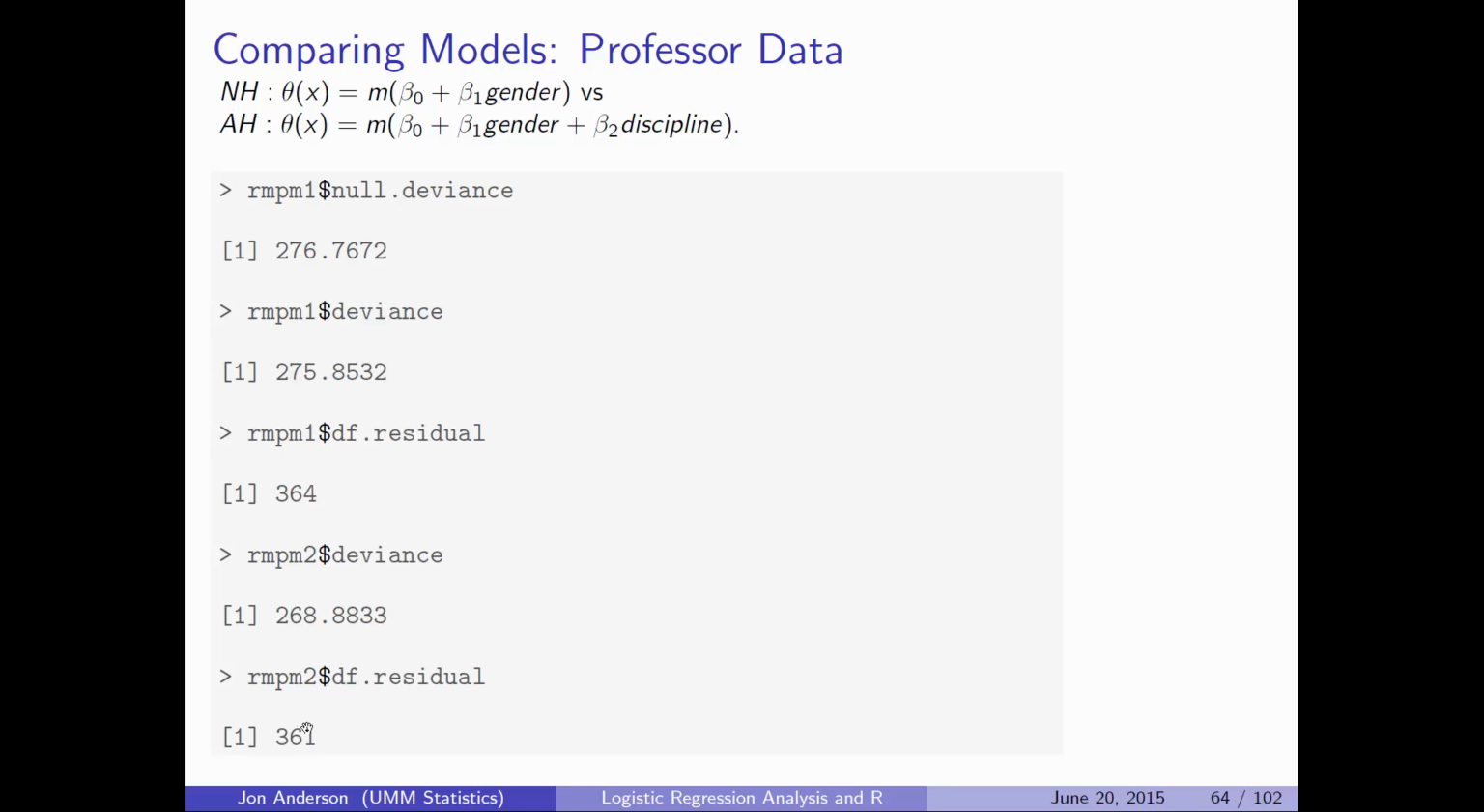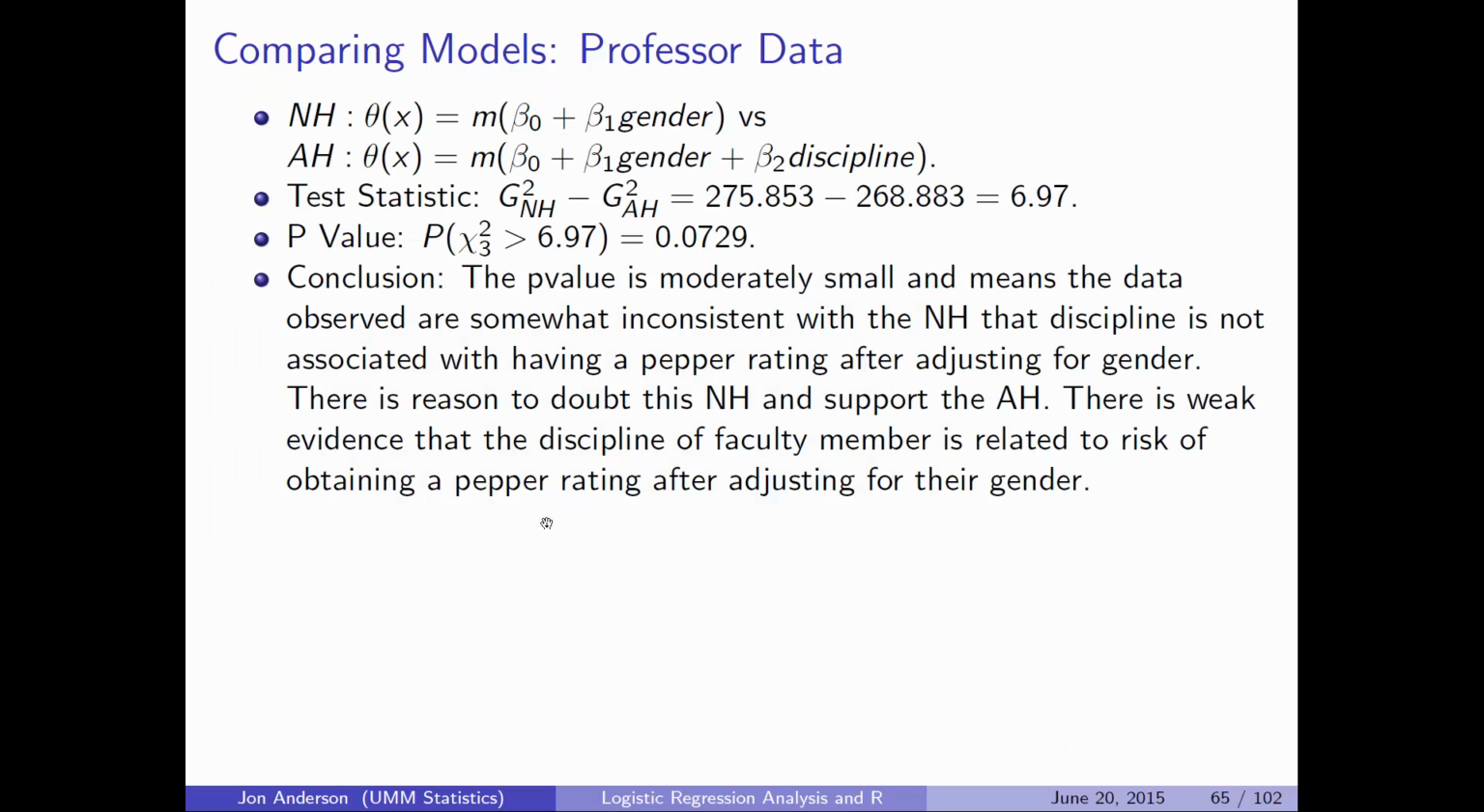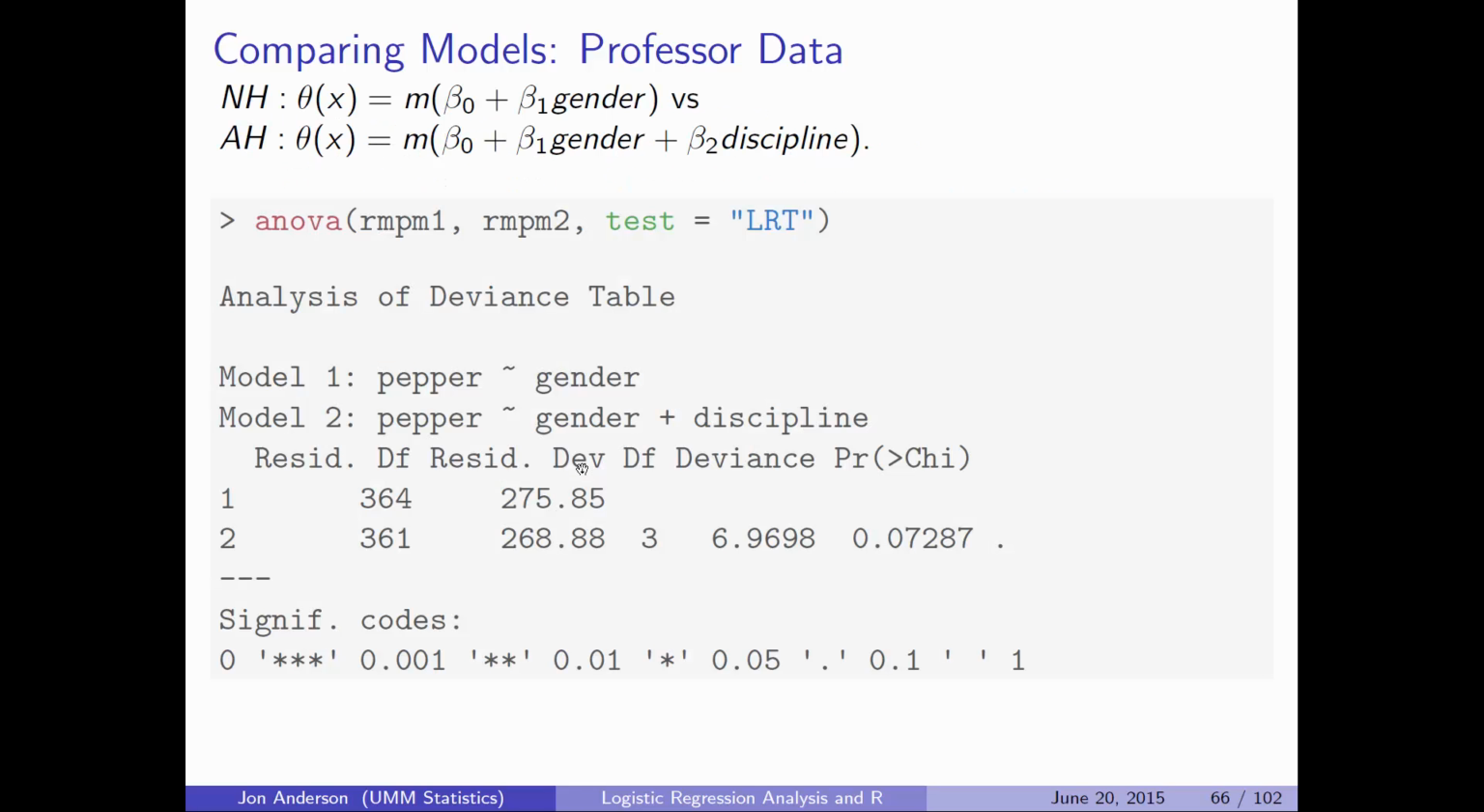Notice the difference is 3 units, and that's because there are 3 indicator variables involved in this discipline set of effects. That's why there's 3 degrees of freedom difference. When we subtract the deviances, we get a test statistic of 6.97. When we compute the p-value, we get a 0.07 p-value, and that's difficult to interpret, but it means there is some evidence that knowing the discipline of the faculty member helps understand the risk of them getting a pepper rating, even if you already have adjusted for gender.